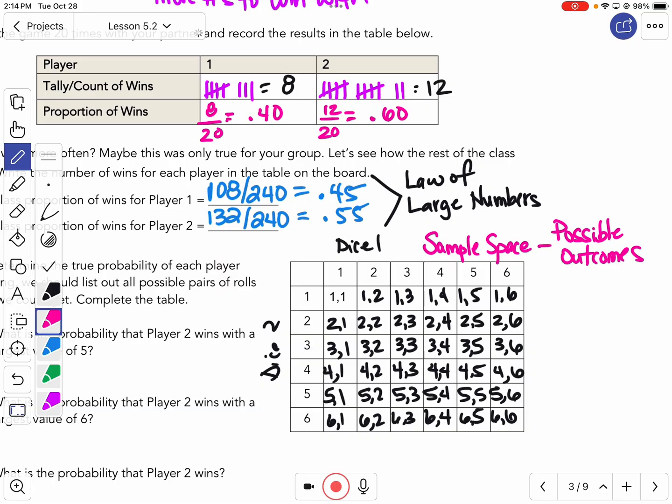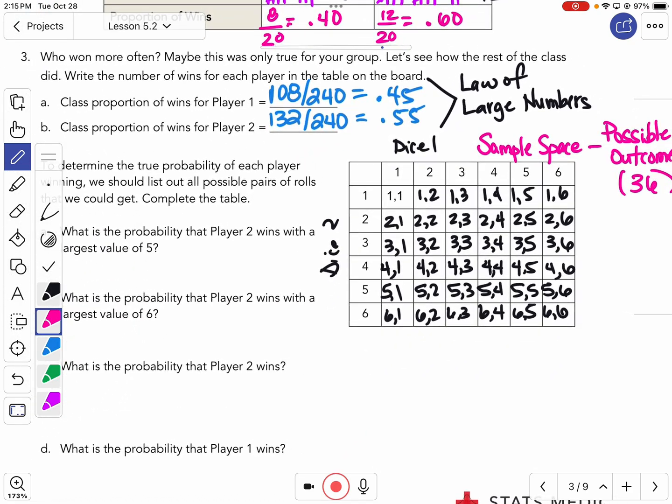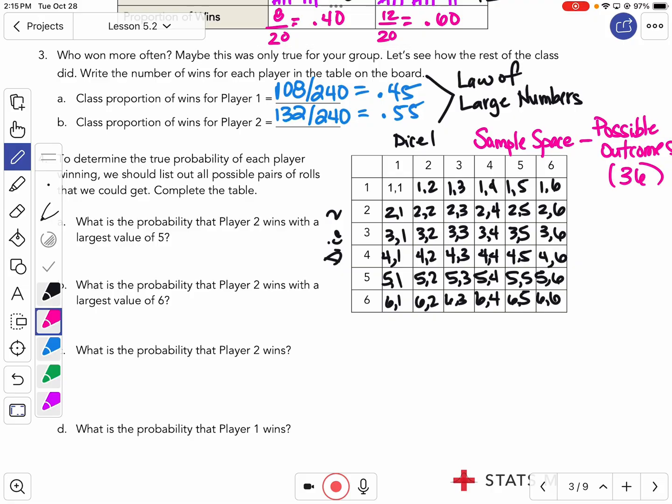You're fine. Okay? So sample space is just the possible outcomes. If I look in this chart, how many boxes did I fill in total? 36, 6 times 6. So my possible outcomes is 36. So when we do a probability, the denominator is always going to be 36. That's how many things could have happened. So let's look at the first one. It wants me to find the probability that player 2 is going to win with the largest value of 5.